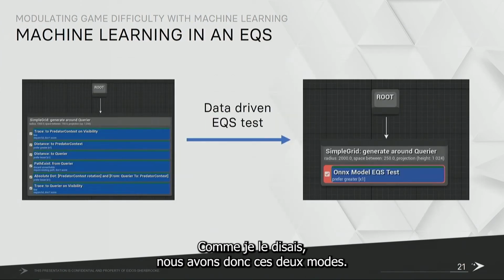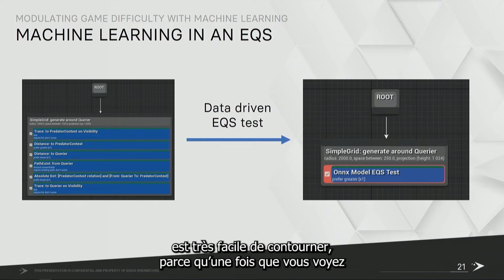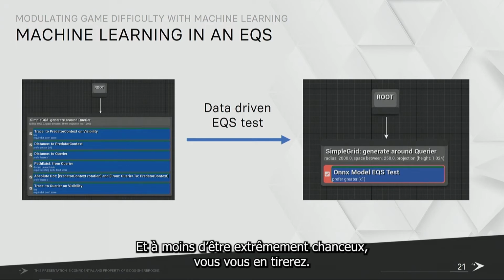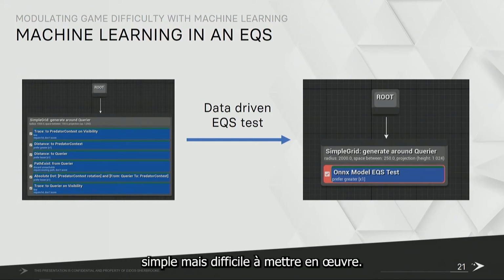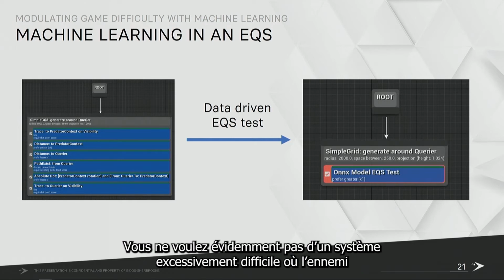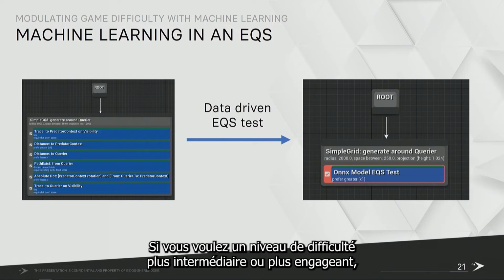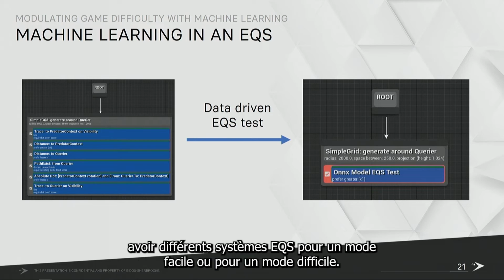So as I was saying, we have these two modes. One is very simple. It's this random patrolling location, which is very easy to dodge around because once you see where the enemy is running towards, you can kind of run the other direction, and unless they're extremely lucky, you'll get away with it. And then we also showed this very simple but difficult EQS system, but it becomes very tricky once you want to have, you obviously don't want a system that's insanely difficult and the enemy is always going towards you. As Romain was saying with the example of Pac-Man, if you want a more intermediate or more engaging level of difficulty, you might end up having to stack up many different considerations and have various different EQS systems for an easy mode or for a hard mode.